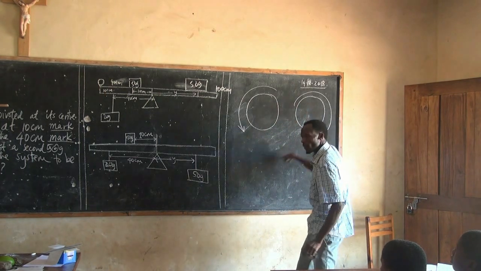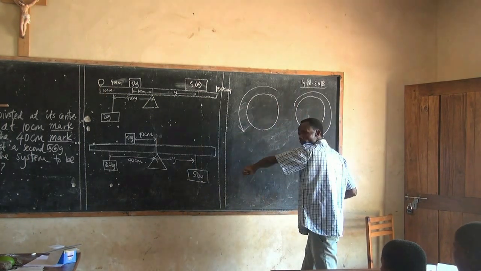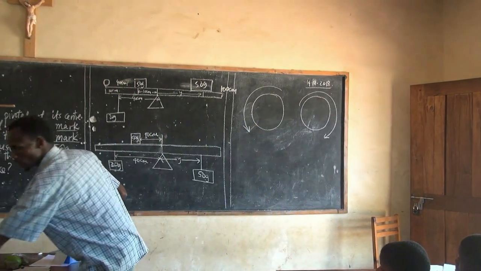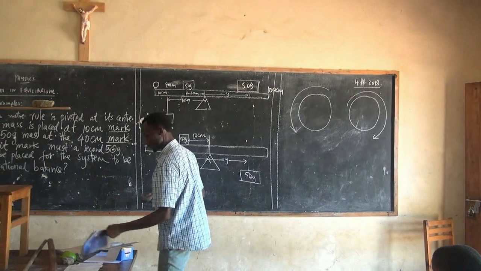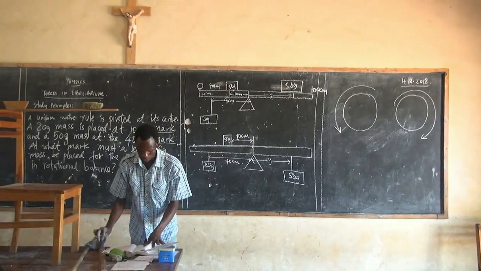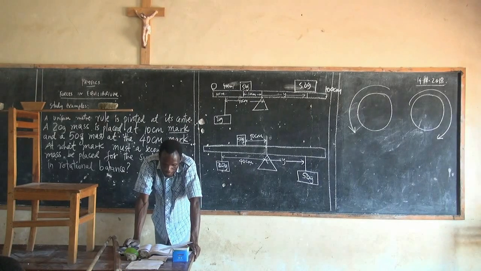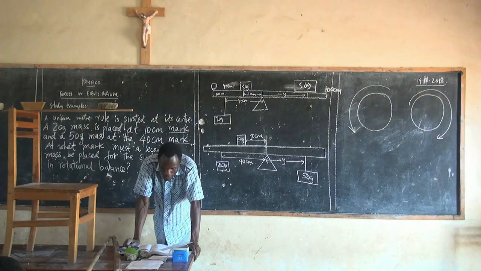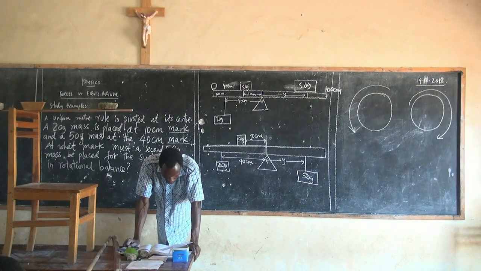This, and this. We have those things. Let me talk a little bit about those things. We have clockwise and anti-clockwise rotation. The direction of rotation is best described using the terms clockwise and anti-clockwise.